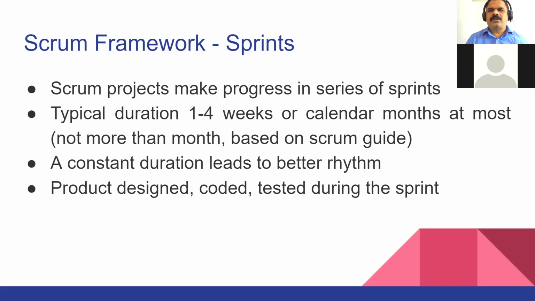Okay. So as I said, Scrum works in a series of sprints, typical duration of 1 to 4 weeks or a calendar month, not more than a month, based on the Scrum Guide. Constant duration leads to better rhythm. So if you select a 2 week sprint, you keep 2 weeks only, and you see whether the 2 week sprint is working or not. Maybe after a couple of months, you can change it to 3 weeks or 1 week, depending on how the progress is. So product is designed, coded, and tested during the sprint.